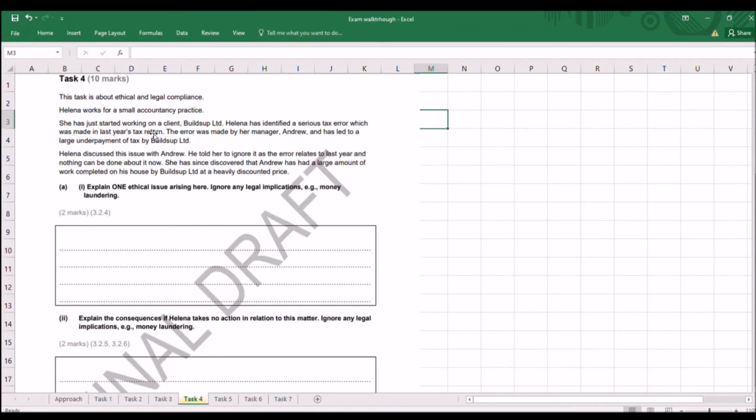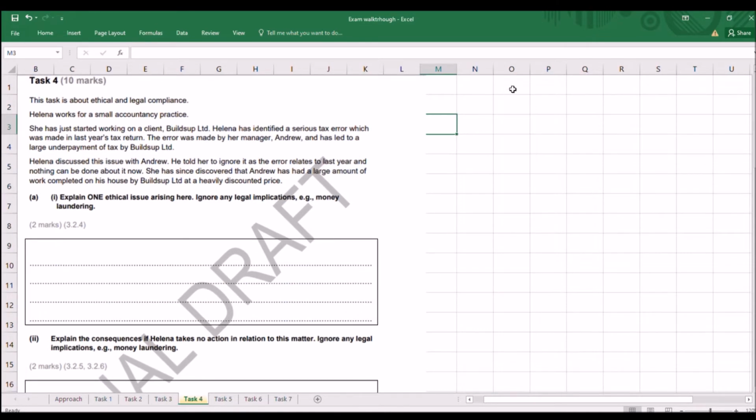Question 4. So this task is about ethical and legal compliance. Helena works for a small accountancy practice. She's just started work on a client, Builds Up. Helena has identified a serious tax error which was made in last year's return. The error was made by her manager. Okay, so there's a taxation error. So it's made by her manager.